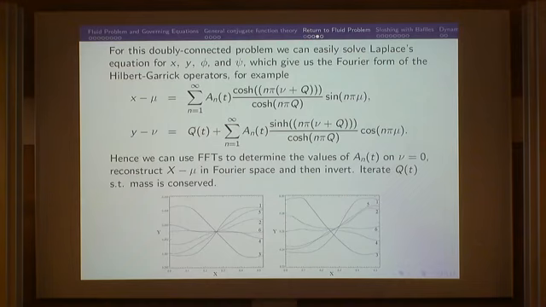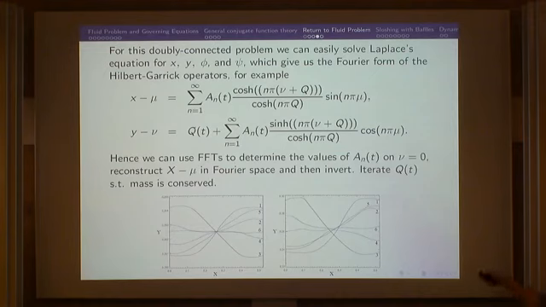So x and y both satisfy Laplace's equation, and so do phi and psi. So it's really easy. You're in a rectangular domain. You just solve Laplace's equation. You satisfy your boundary conditions apart from those on the free surface. And this is the sort of form that you get for x minus mu and y minus mu. You get these nice Fourier series representations.